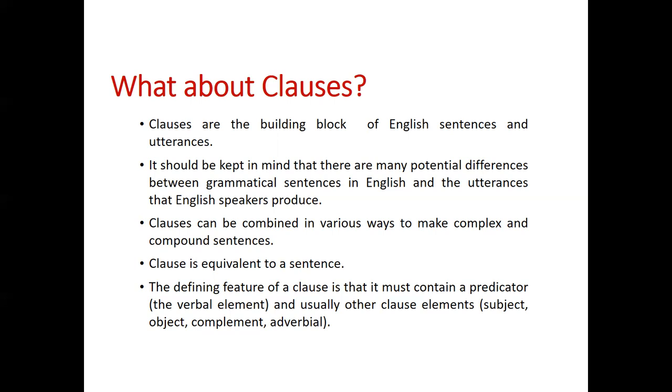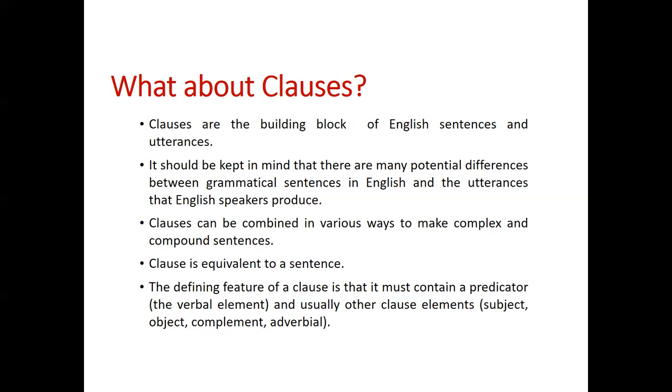Clauses can be combined in various ways to make complex and compound sentences, and a clause is equivalent to a sentence. The defining feature of a clause is that it must contain a predicator, the verbal element, or the verb, and the subject, and usually other clause elements. We have subject, object, complement, and adverbial. So basically, there are five features of clauses in here.